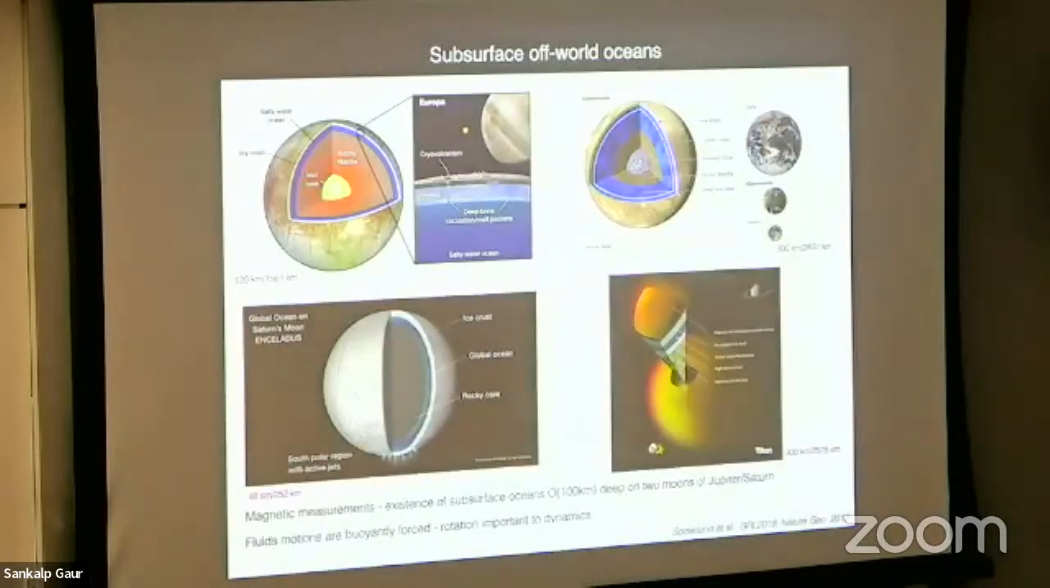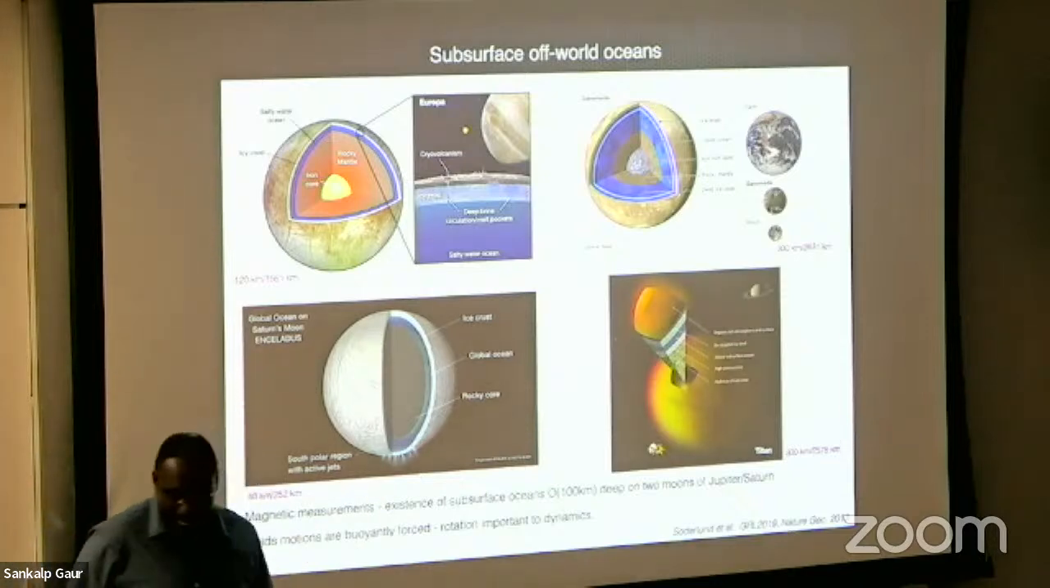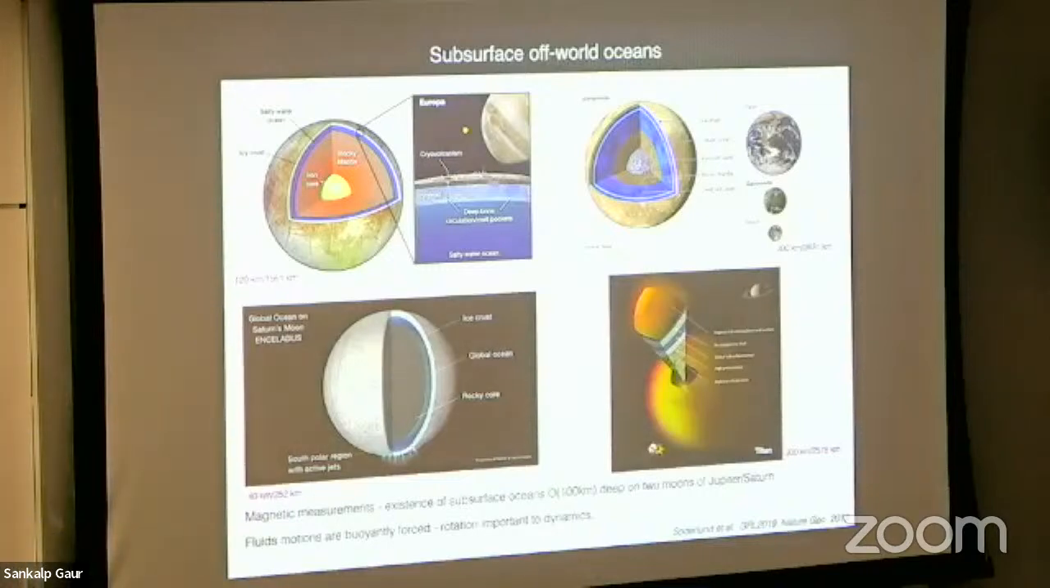And I'll end with, most recently, this exciting discovery of off-world oceans, in the moons of Saturn and Jupiter, for which I just put a schematic here. These moons are moving through their parent planets' magnetic fields. From measuring magnetic anomalies, if you get close enough, they get these anomalies, which essentially leads to the inference that there are oceans there.